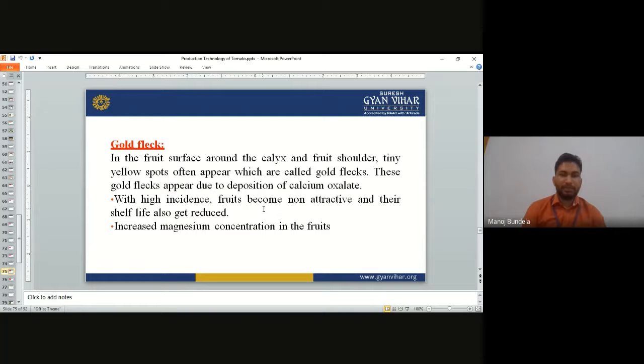With high incidence of calcium oxalate, fruits become non-attractive and their shelf life is also reduced. Gold fleck means the fruit is not attractive and the shelf life of the fruit is reduced. There is an increased magnesium concentration in the fruits. Due to this, the magnesium concentration is increased.